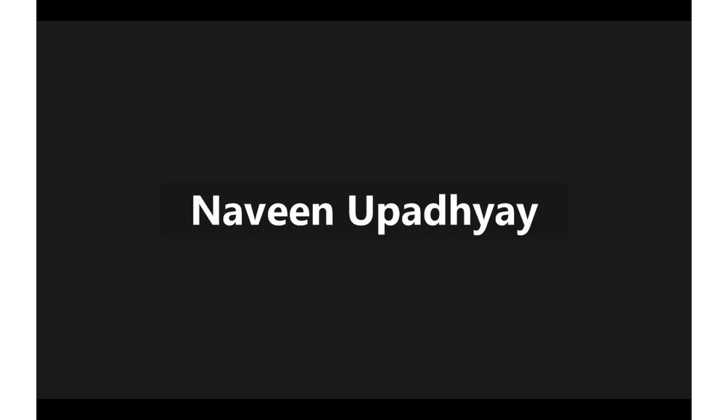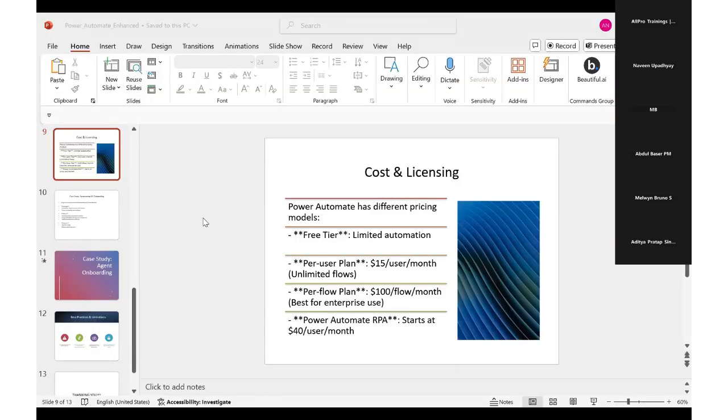Because they are telling $15, but when you are tied up with Microsoft, this is not $15. It's a smaller number. Because you see, the per user $15 is needed only by the developer. It's not required for everybody.